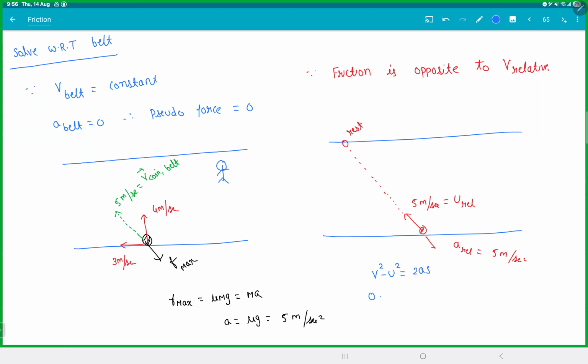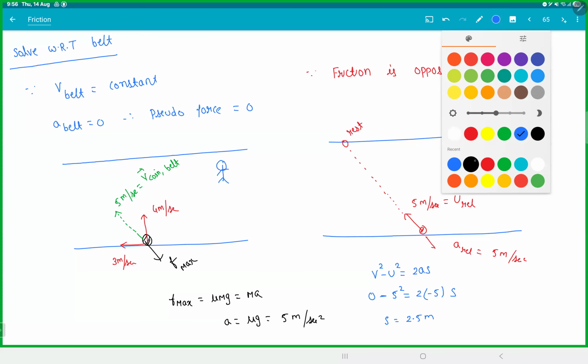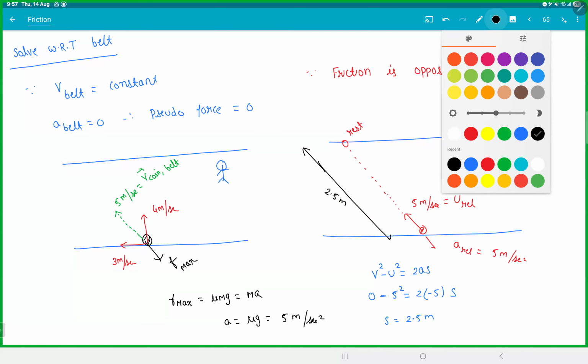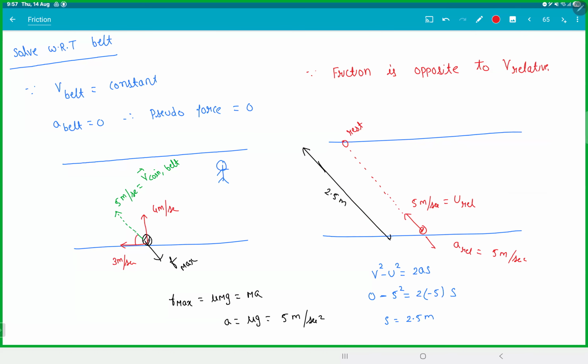So v will be 0, u will be 5 square, this will be 2, this will be minus 5, and this will be s. So s will be, 5 will cancel, we get 2.5 meters. But this is not the answer, because what you calculated is this distance. That diagonal, 2.5 meters. And you can clearly see from here, this angle will be 53 degrees. Tan theta 4/3. This is 53 degrees.